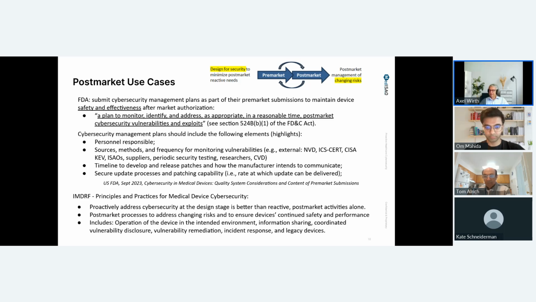Now, that's the ideal state. We're not quite there yet, obviously, but again, I think that's what we all should be striving for, because obviously addressing vulnerabilities pre-market is much more cost-effective and much quicker, and has much less impact on your installed base and your customers than addressing it post-market.